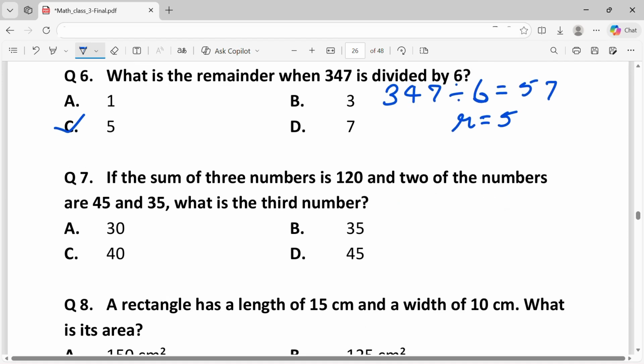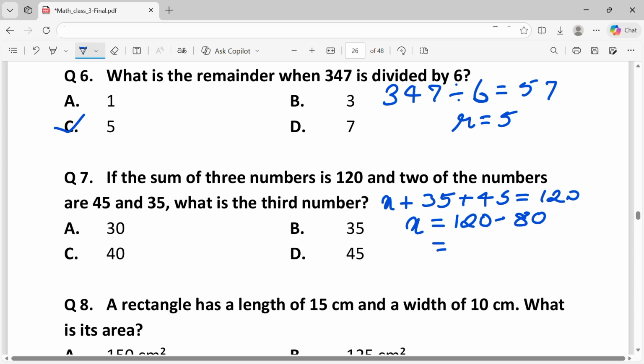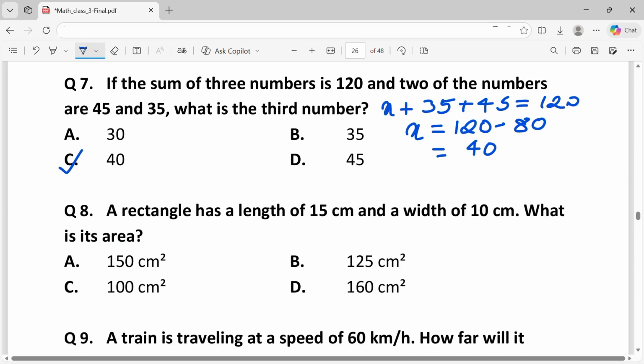Question 7. If the sum of 3 numbers is 120 and 2 of the numbers are 45 and 35, what is the third number? Let the third number be x. So x plus 35 plus 45 is equal to 120. So x will be equal to 120 minus 80. That is equal to 40. So the answer is C, 40.